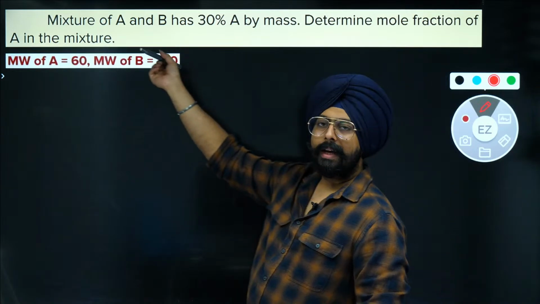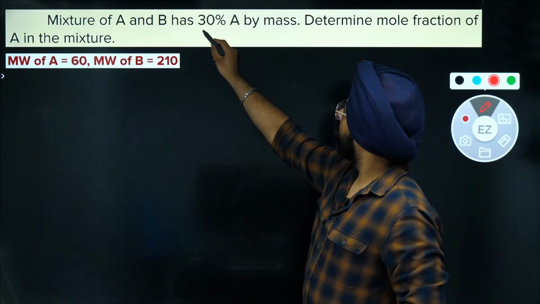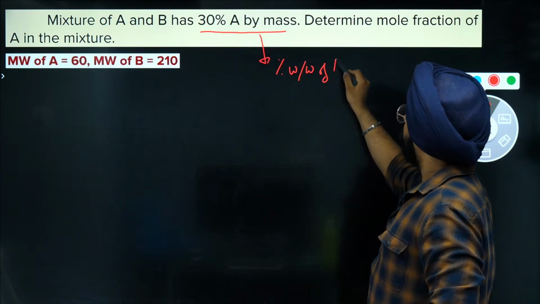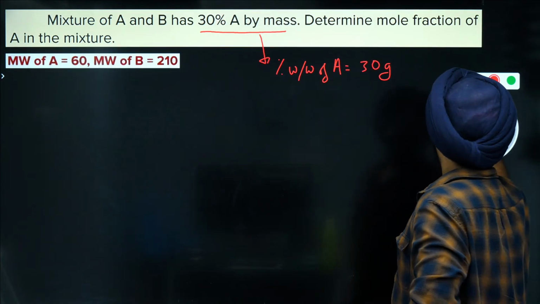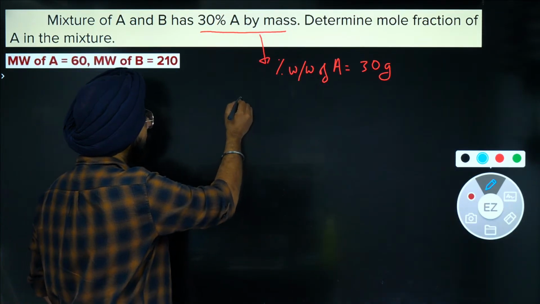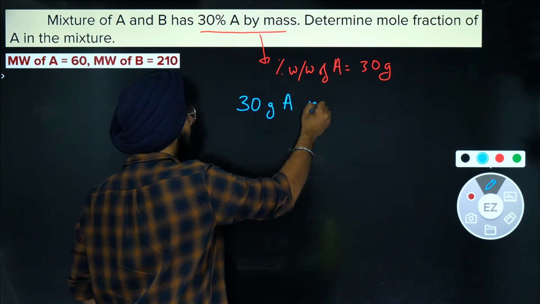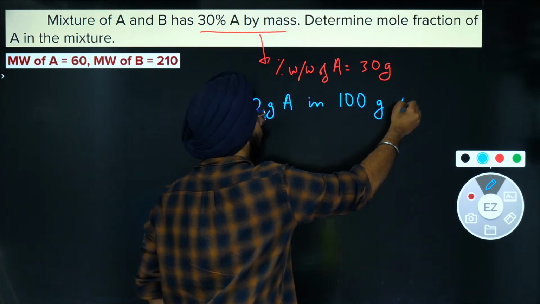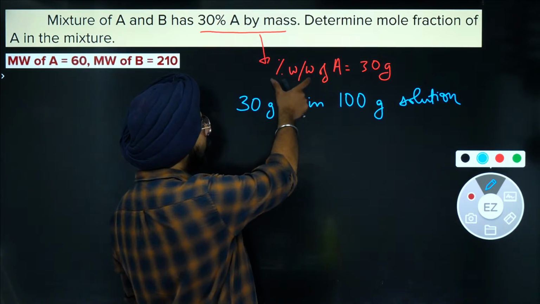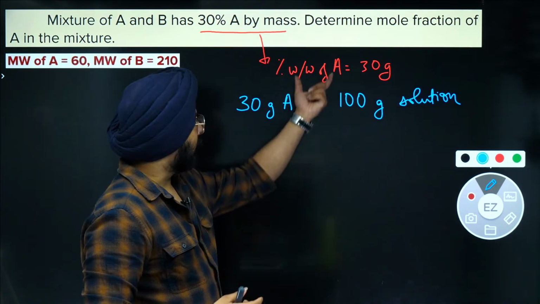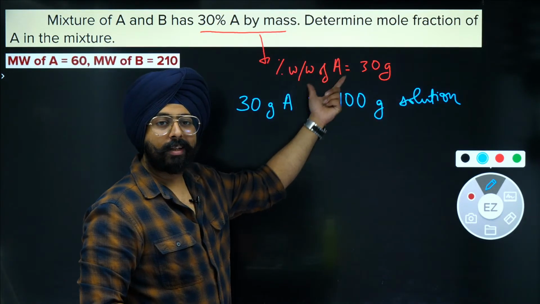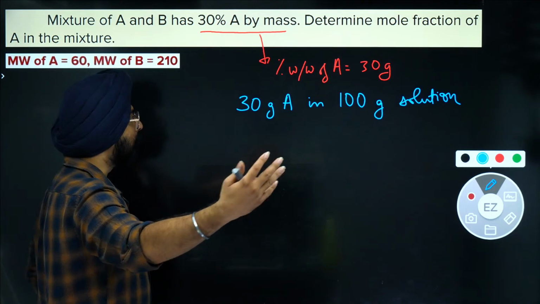A mixture of A and B has 30% A by mass. 30% A by mass बोले तो percentage weight by weight of A is equal to 30 grams. How do I read this, people? What's the better way to read it? The better way to read it is, I have 30 grams of A in 100 grams of solution. Now you're chemists. Now you know these fancy cryptic statements. Now you know how to decipher them in English. ये complication को आप simplify कर सकते हो. You're a chemist now. Perfect.